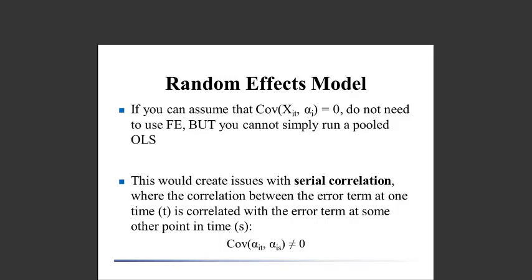If you can assume that there's no correlation between X and your unobserved heterogeneity alpha, you don't need to use a fixed effects estimator. But you can't simply use an OLS estimator either. Because you have repeated observations for each unit, it's likely that you're going to have some serial correlation, that is, the error term at one point in time, say t, is correlated with the error term at another point in time, say s.